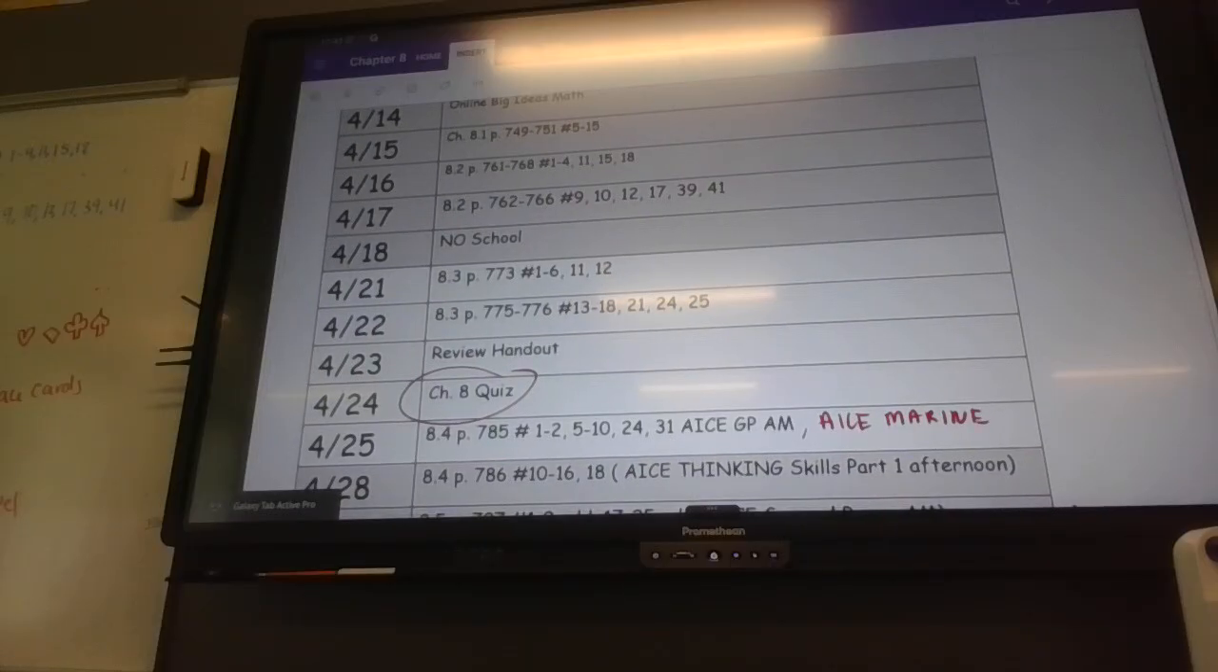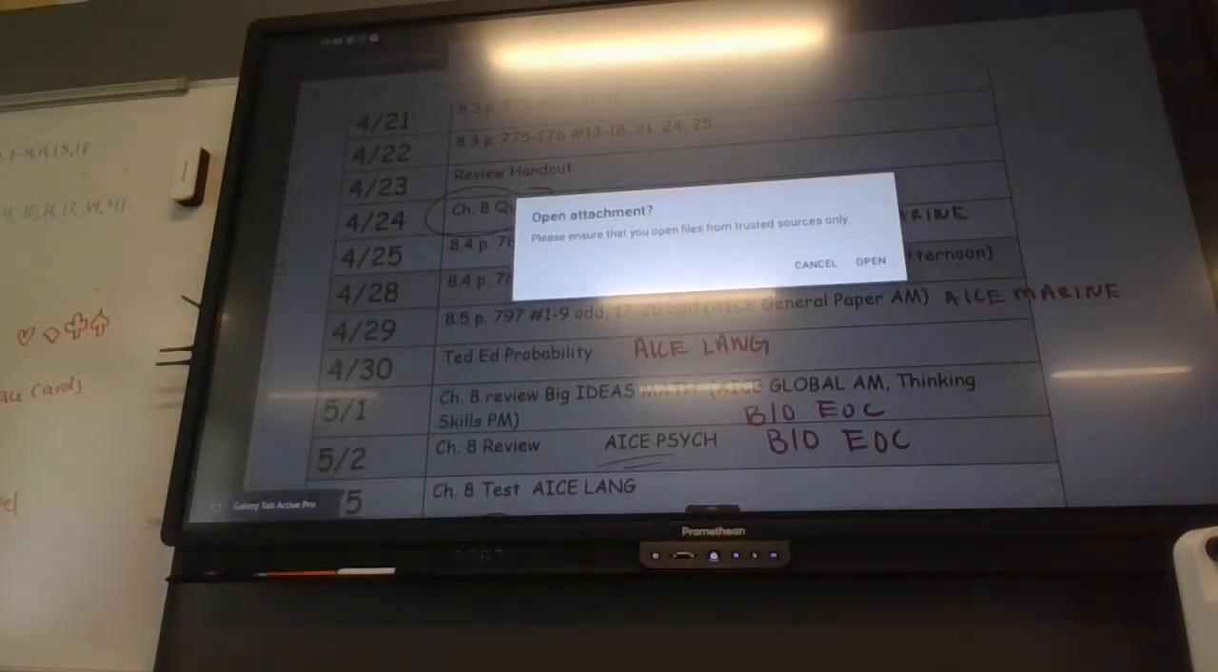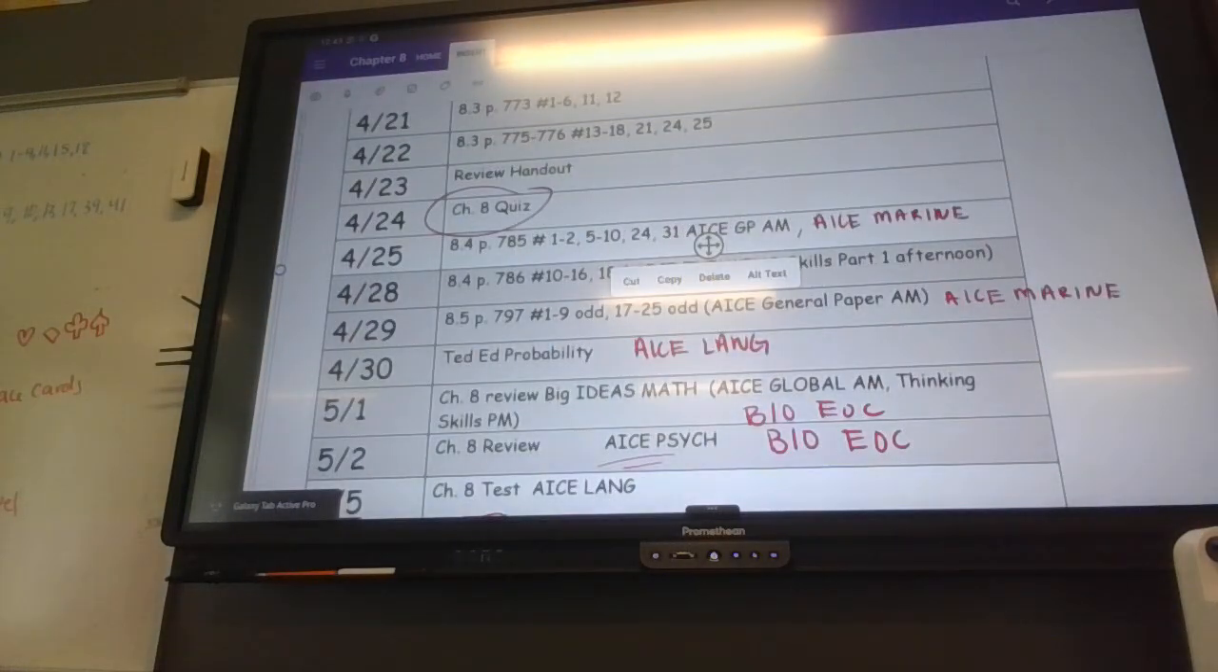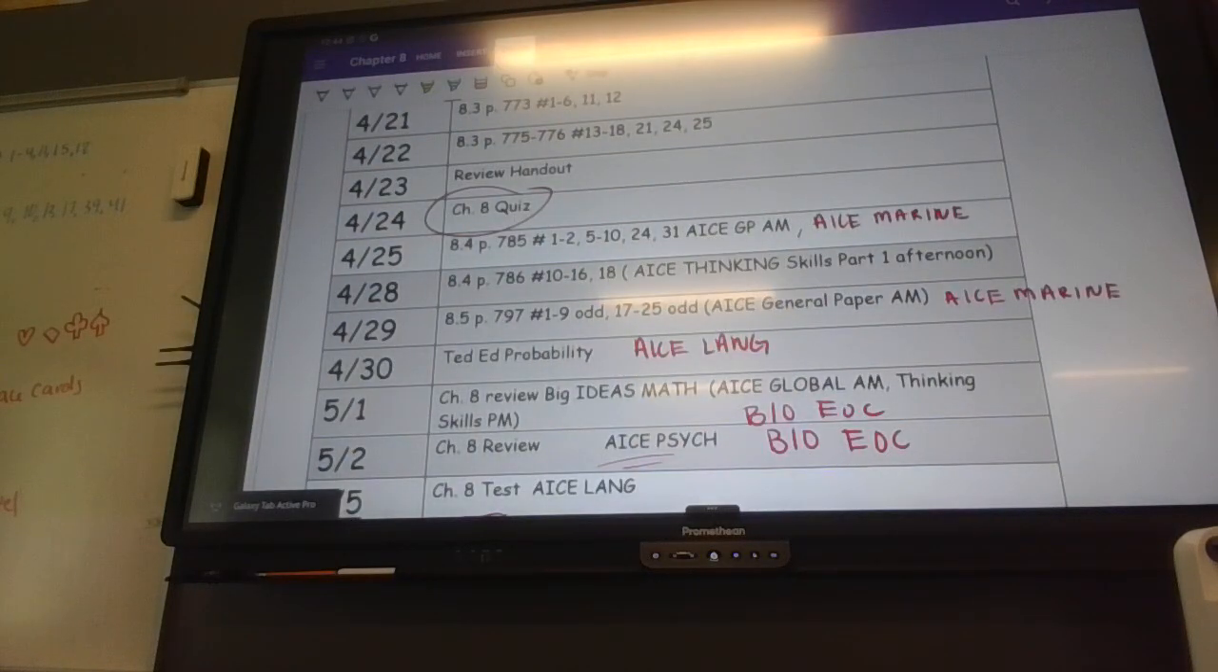This Friday, some people will be doing a general paper in the morning that doesn't affect 6th period. Some people are in an ACE Marine exam. ACE Marine is in the afternoon. And then on Monday, ACE Thinking Skills, next Monday afternoon, so that's going to be tricky. And then ACE Journal Paper the next day, ACE Marine again the next day. ACE Language on the 30th, and that's in the morning, so that's not going to affect 6th period.